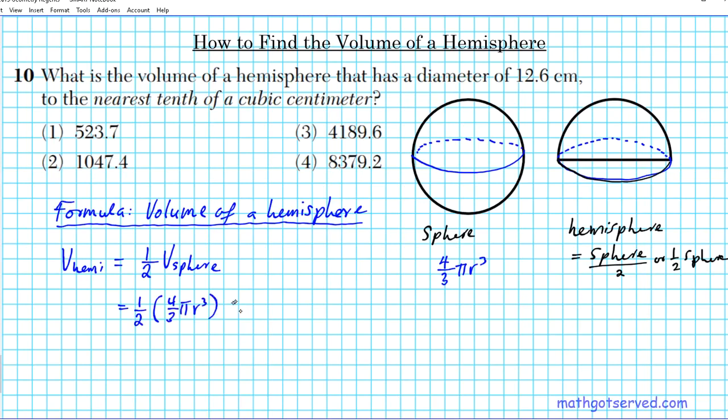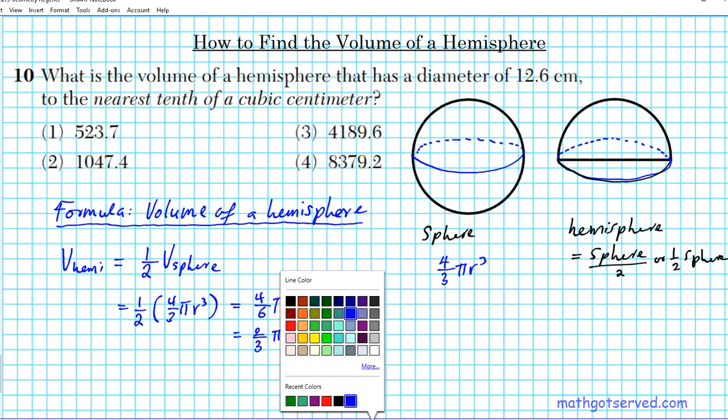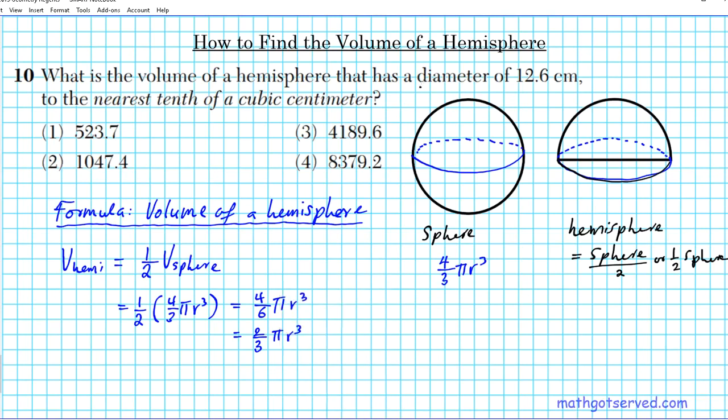And if we simplify that, let me show you the steps. It's going to be 4/6 pi r cubed, which reduces: divide top and bottom by 2. If you divide top and bottom by 2, you end up with 2/3 pi r cubed for the volume of a hemisphere. In this particular problem, we're given the diameter. This formula asks for the radius, and we know that the radius is equal to the diameter divided by 2.